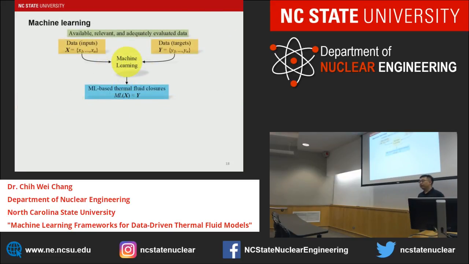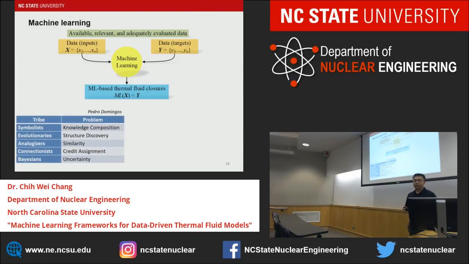Now, since we have the data and we have the model, the last step is we need to understand what is machine learning. In the machine learning, what we are interested in this work is called the supervised machine learning. In the supervised machine learning, we need to specify what is the input and what is the output for the algorithm. So we need to input some information, and then we need to provide the machine some targets. Then the learning algorithm will correlate the inputs and outputs automatically, then deliver our thermal fluid closures.